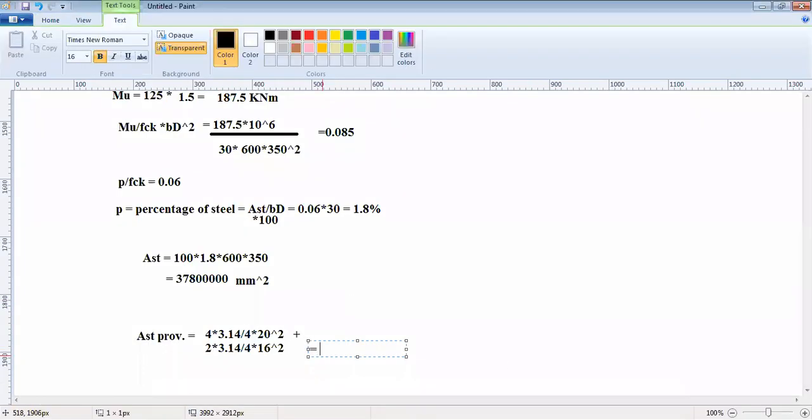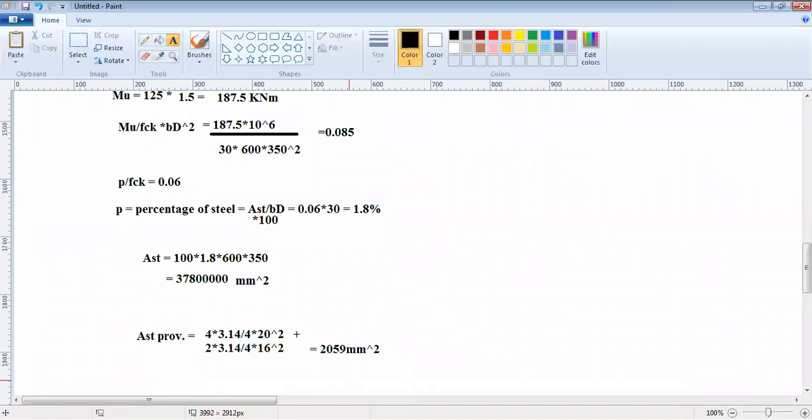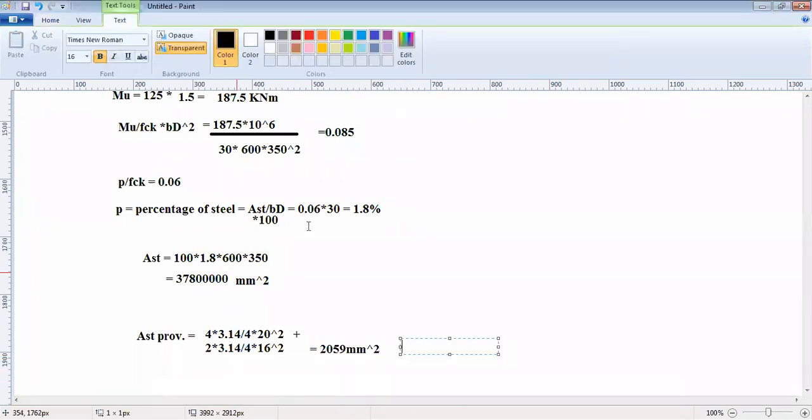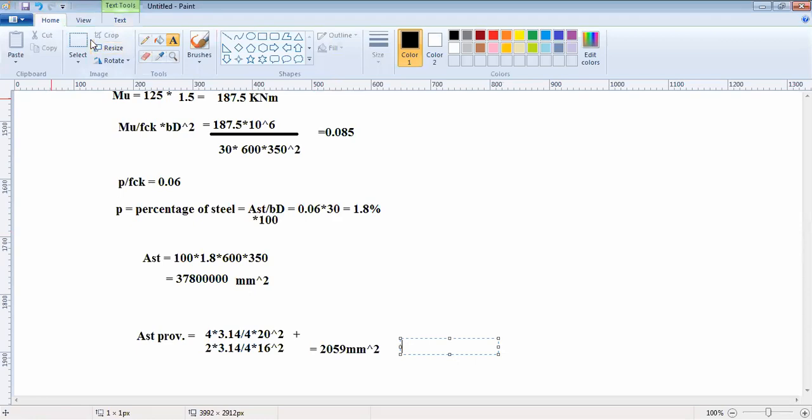This you are getting as 2059 mm square. Into 600. Is this right? What here?